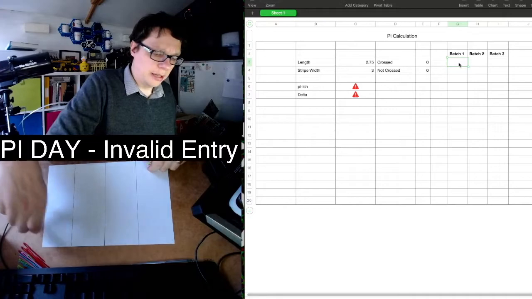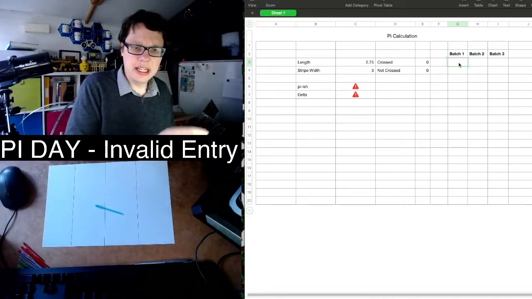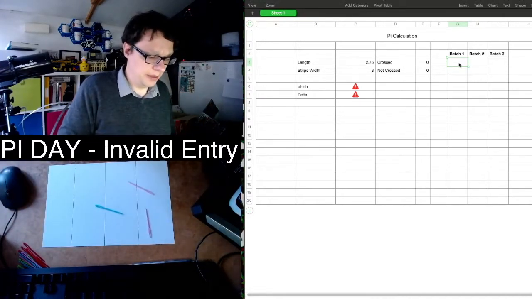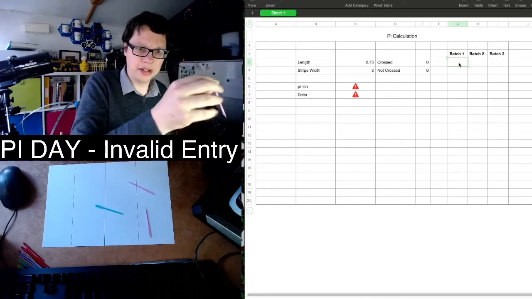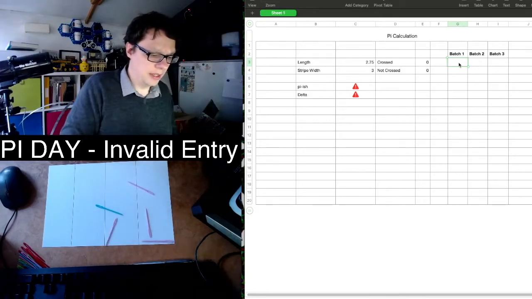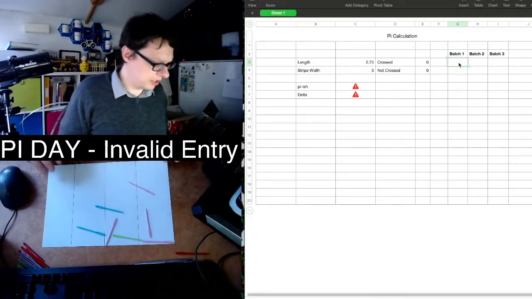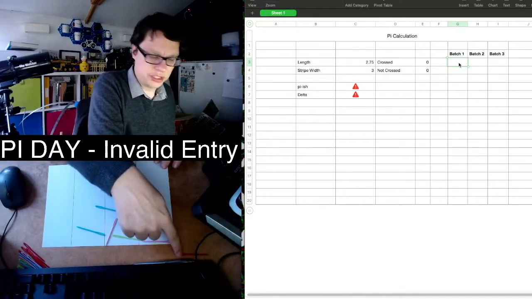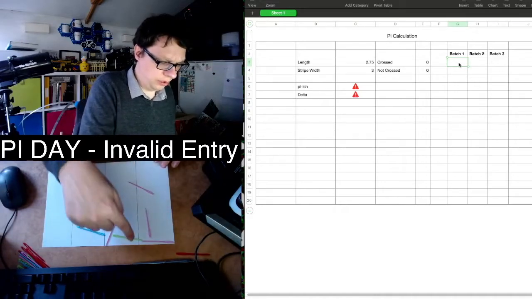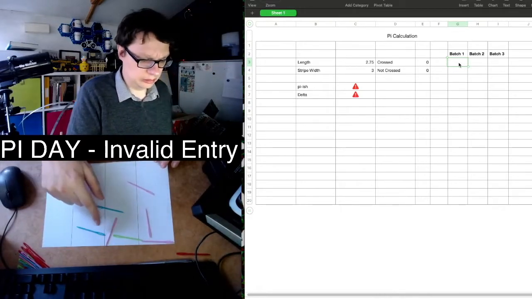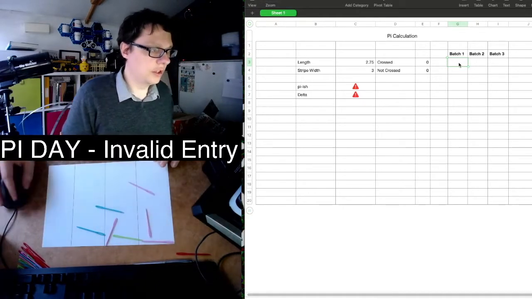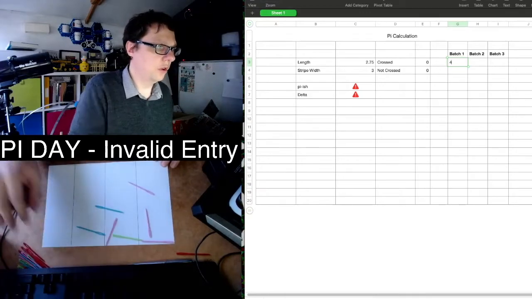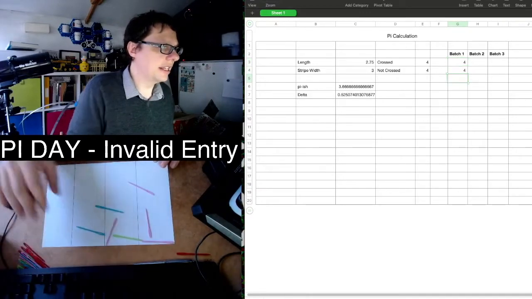So I'm going to drop these on now. And as you see, they bounce around a bit. I'm dropping them end on, so they fall one way or another to try and stop them all being horizontal. And we should get some answers coming out of this. So I count this as crossing, I think. 1, 2, 3, 4. 4 crossing. And 1, 2, 3, 4 not crossing. So I'm going to put 4 and 4 in here. And you see my calculation is coming out.